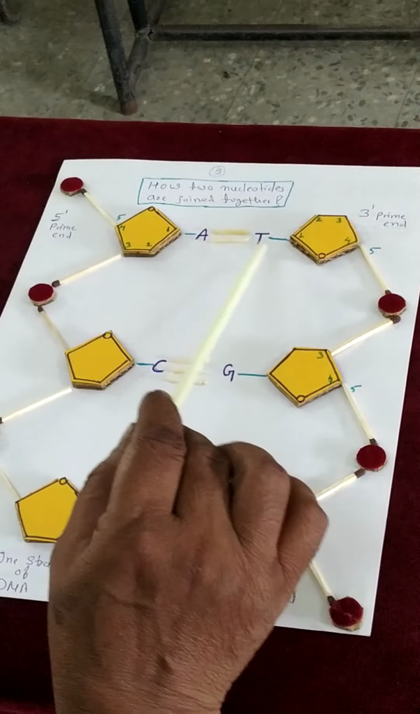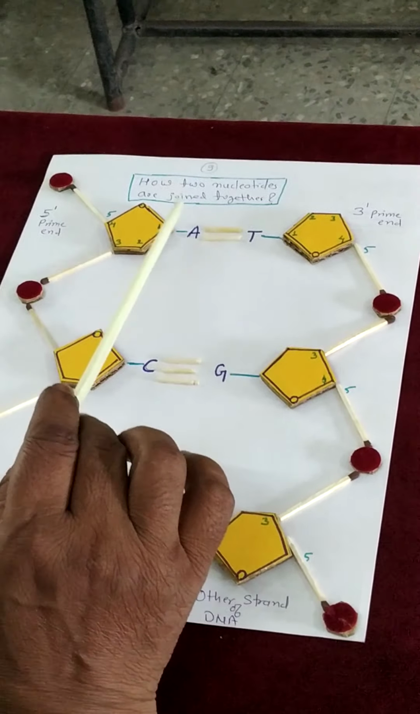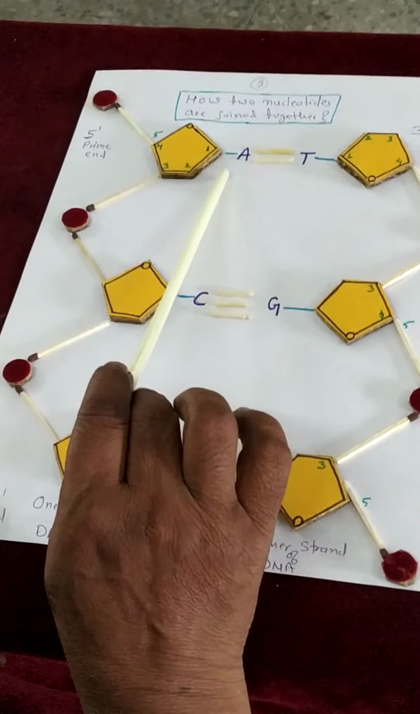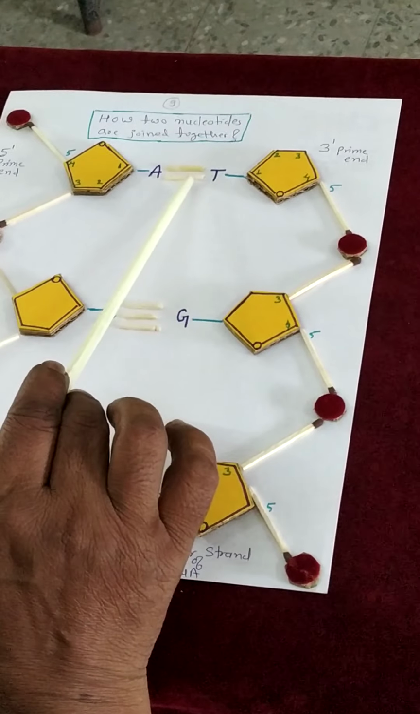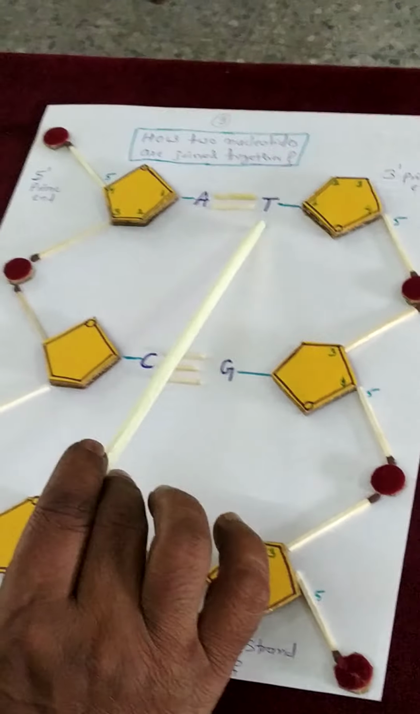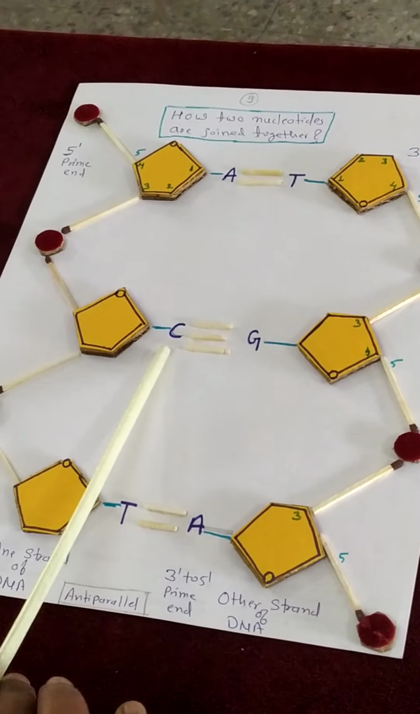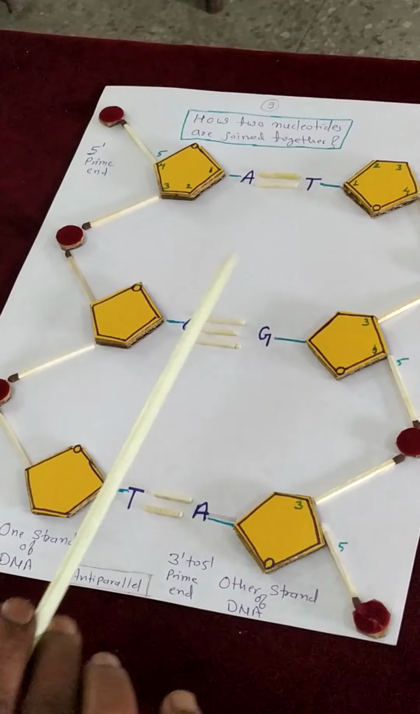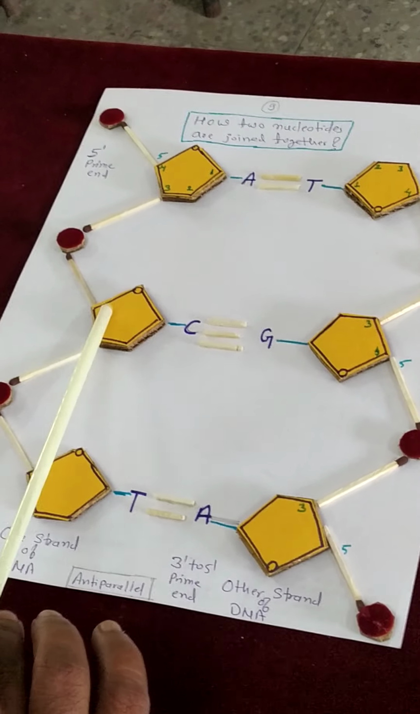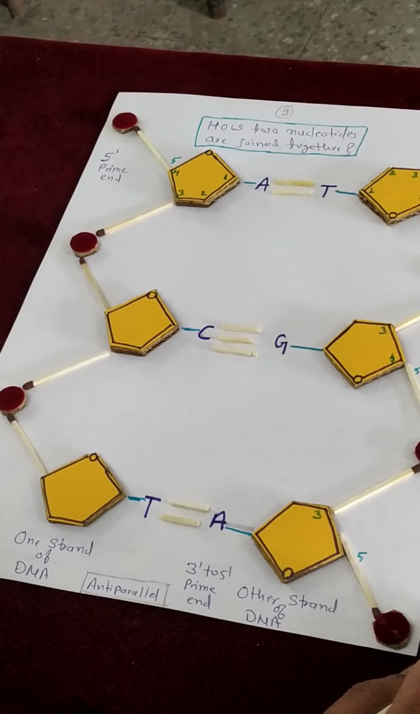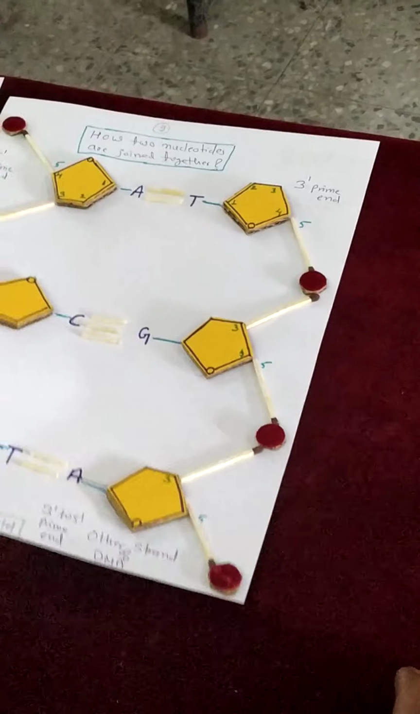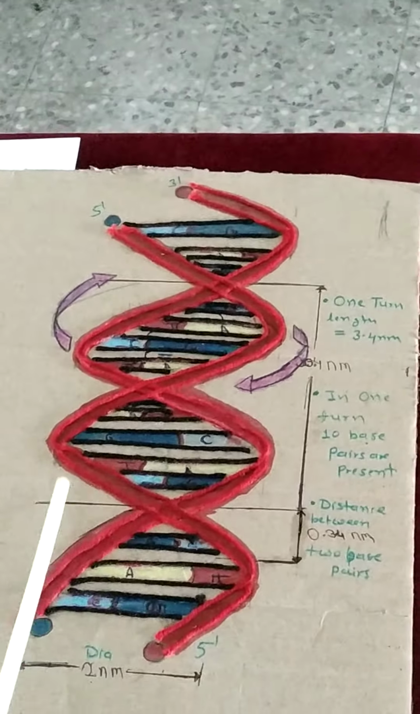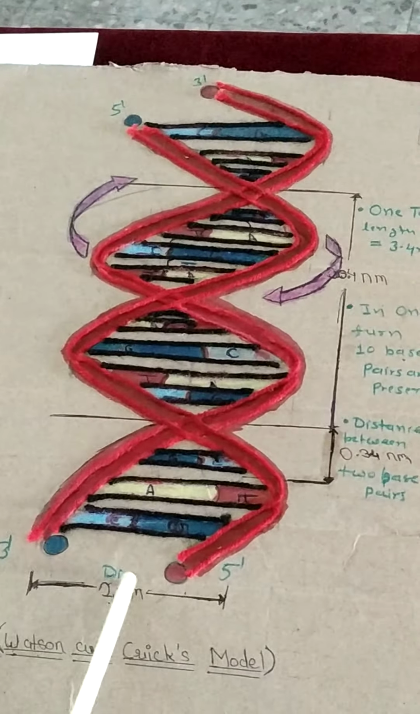The two strands are connected with the nitrogenous bases. Adenine is always paired with thymine, and there is a double hydrogen bond between them. There is always pairing of cytosine and guanine, and the bond between them is a triple hydrogen bond. The two strands are anti-parallel to each other. And the whole structure looks like this, and this is called the double helix model.